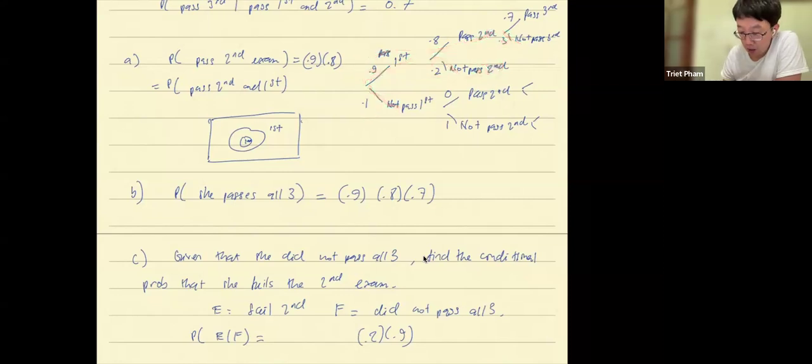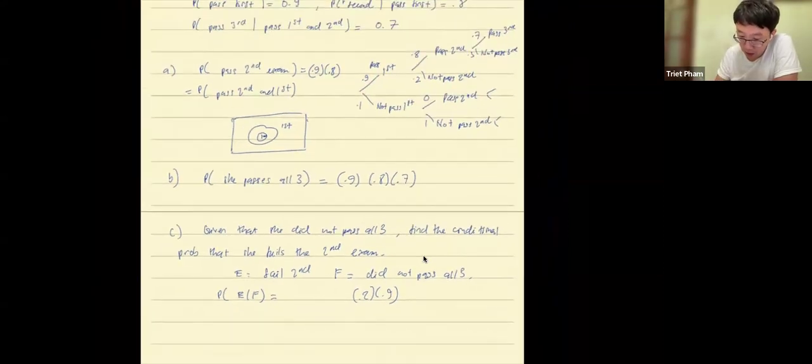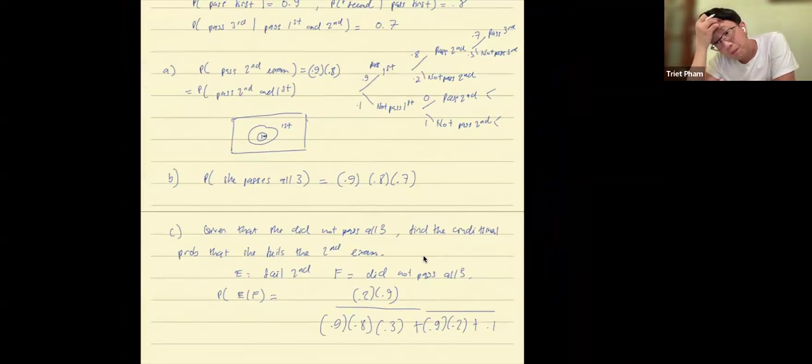Right? So the answer is what you said divided by 0.9 times 0.8 times 0.3 plus 0.2 times 0.9. Or let's do 0.9 times 0.2, right? And then plus 0.1. Do we understand?